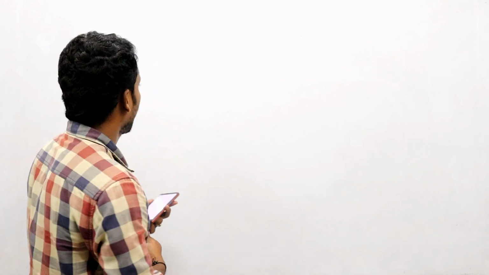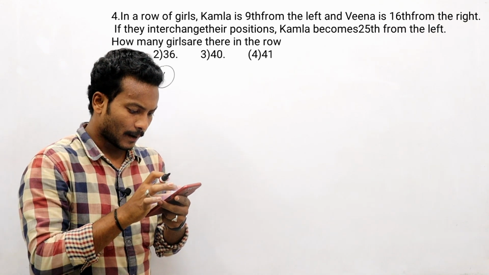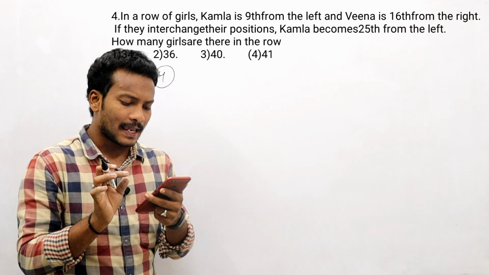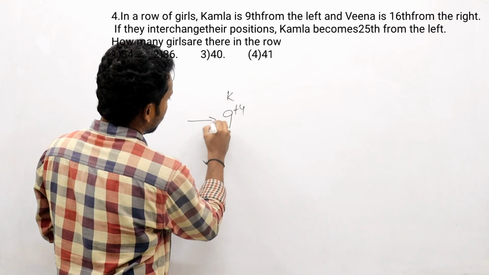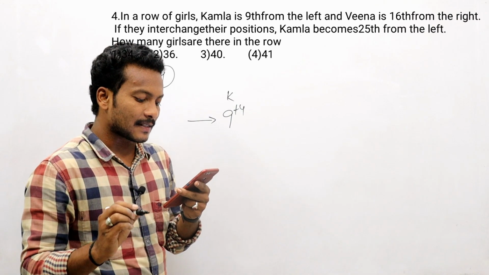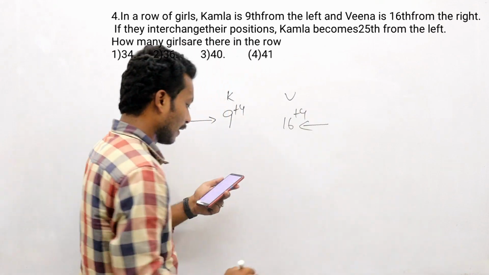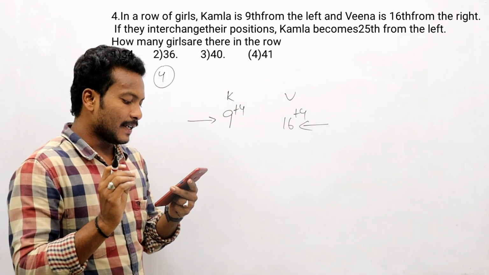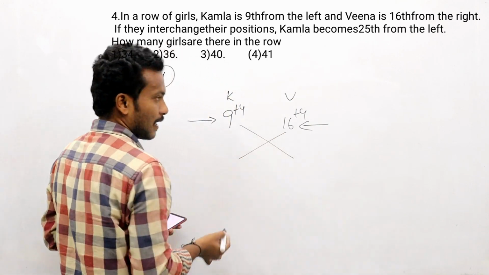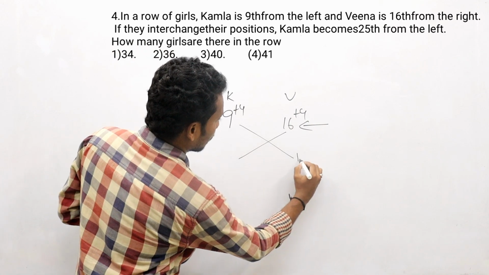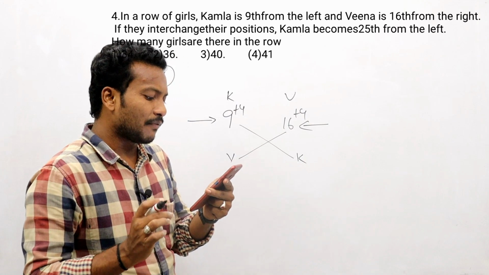Next question. In a row of girls, Kamal is 9th from the left and Veena is 16th from the right. If they interchange their positions, interchange means this person comes here and this person comes here. Here it is K, here it is V. After interchange of their positions, Kamal becomes 25th from the left.